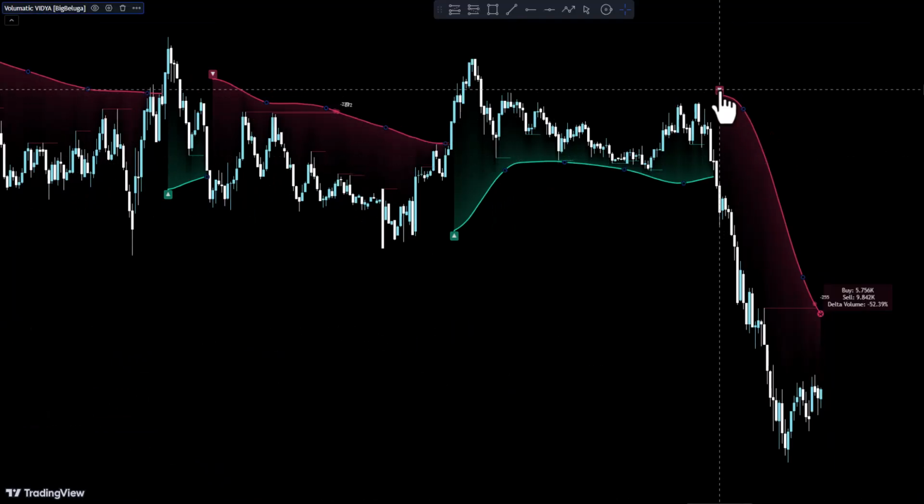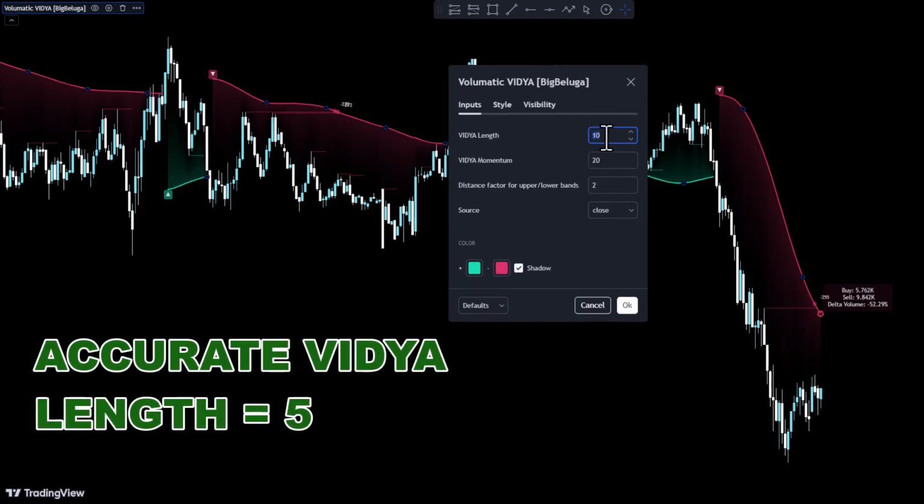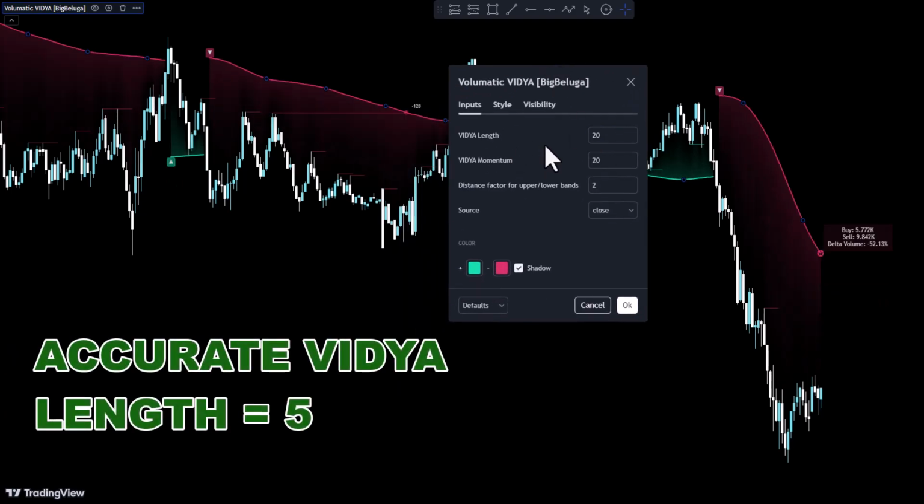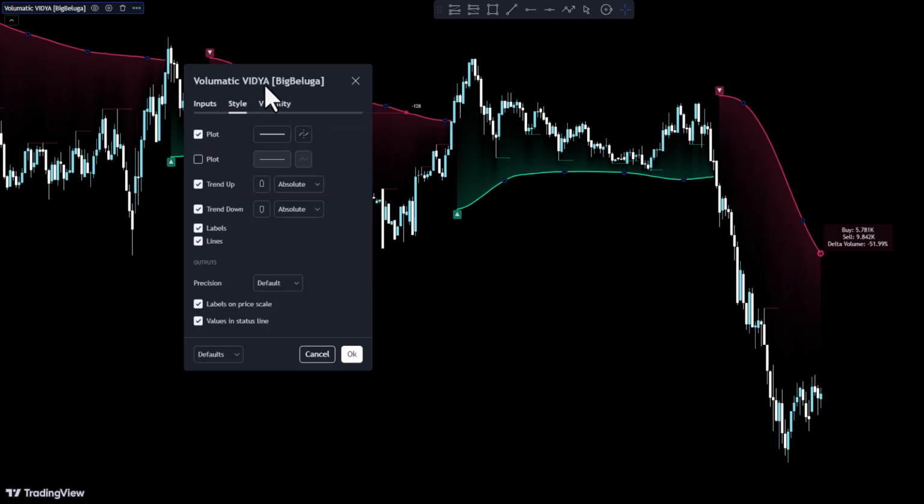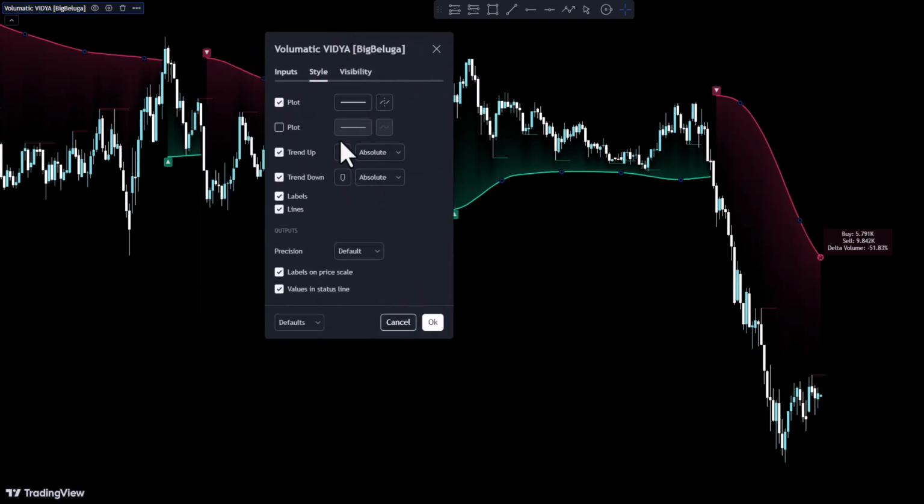When you double-click on it, and here on the Input tab, you want to change the VIDIA length to 20. Then leave other settings to their default. Here on the Style tab, you will not change anything, and after that, you will click OK.